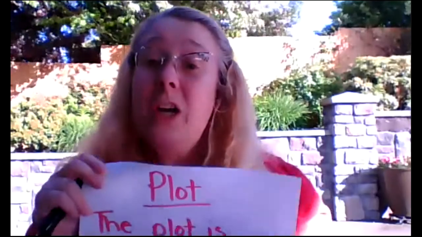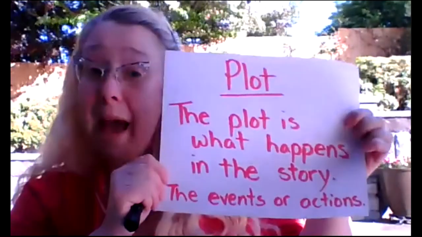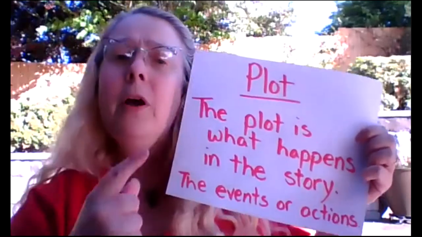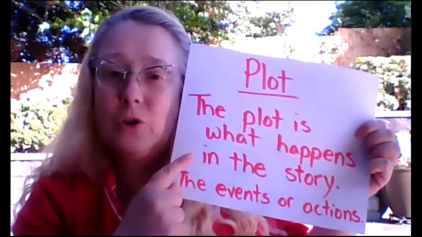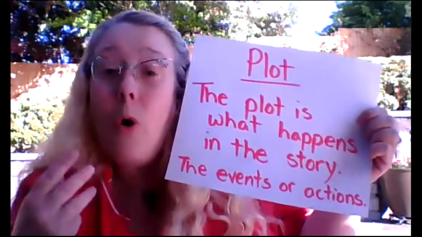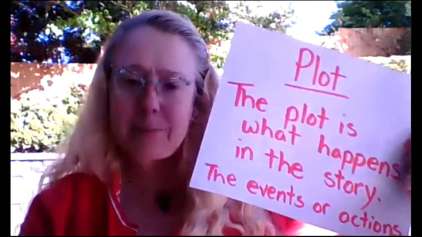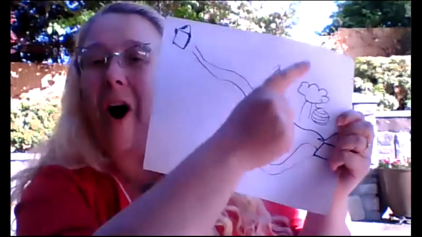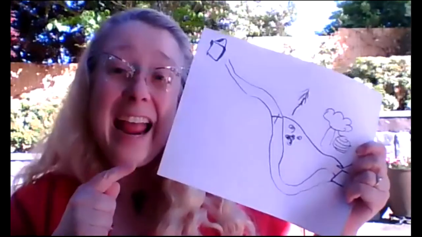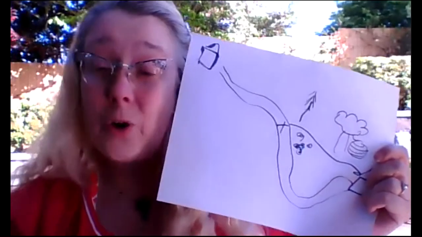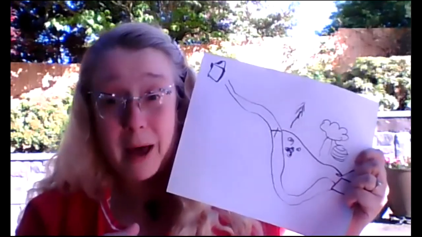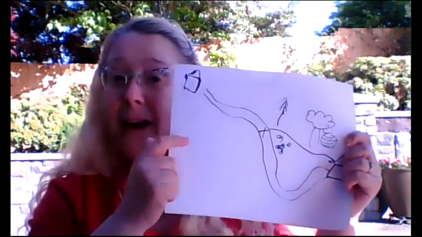Now, you can use your story map to retell the plot of the story. Remember, the plot is what happens in the story, or the events or actions in the story. How do you do that? Well, your job is to take your finished story map with all of the setting and tell me about it. Record your voice retelling the story of Little Red Butterfly and the Big Bad Spider.